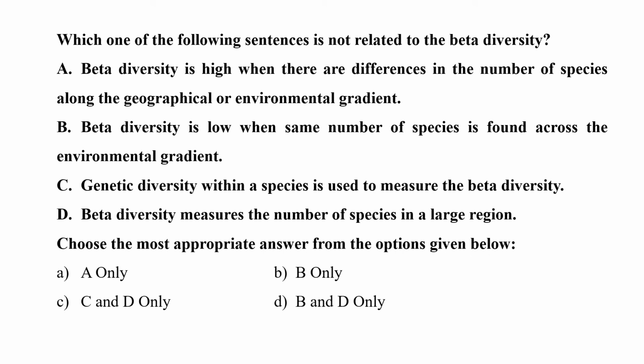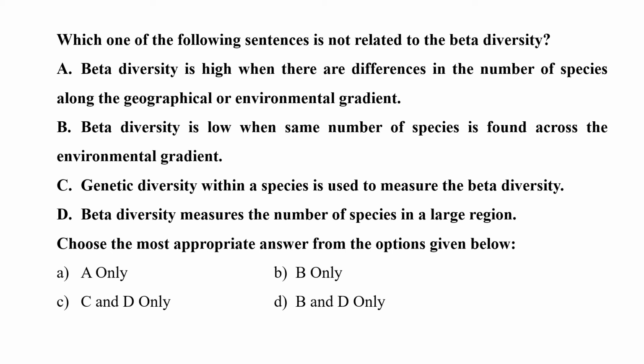The next question is, which one of the following sentences is not related to beta diversity? Beta diversity measures the change in diversity of species from one environment to another. A high beta diversity index indicates a low level of similarity, while a low beta diversity index shows a high level of similarity.